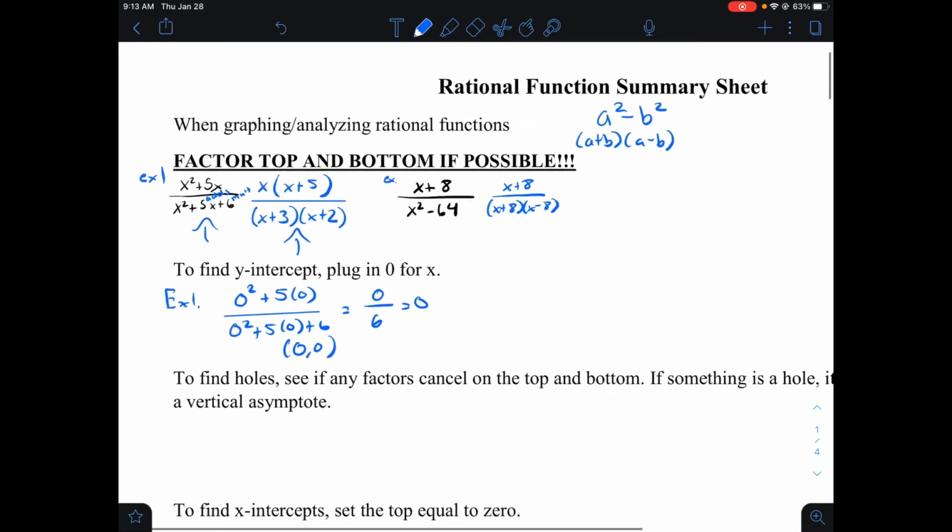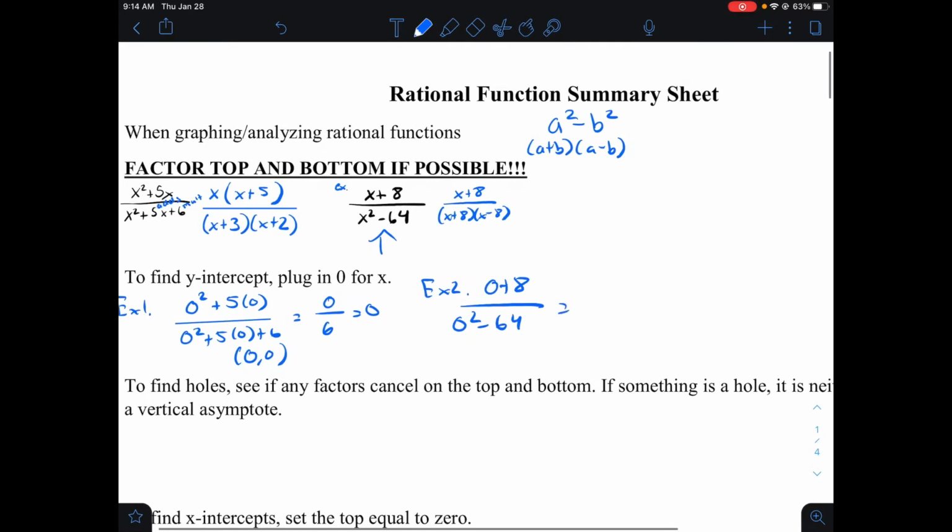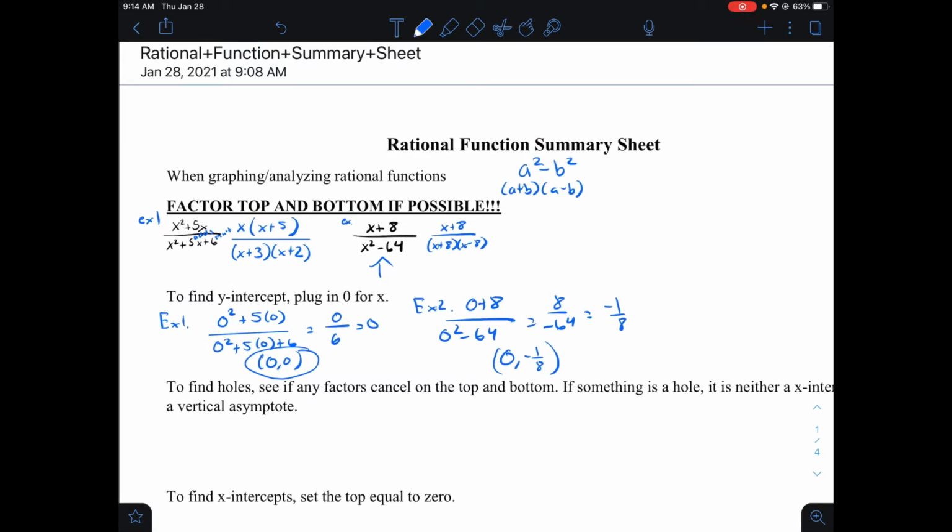All right, now let's try our second example here. Again, to find the y-intercept, you're going to plug in a 0 for x. So let's do 0 plus 8 all over 0 squared minus 64, which is going to give us 8 over negative 64, which will give us negative 1/8. So our y-intercept for this one is going to be (0, negative 1/8). So again, to find the y-intercept, you plug in 0 for x.